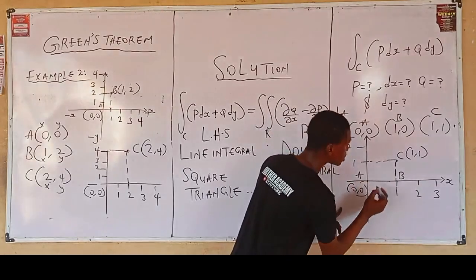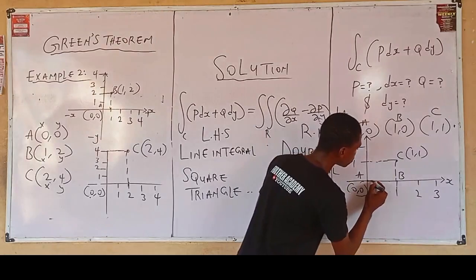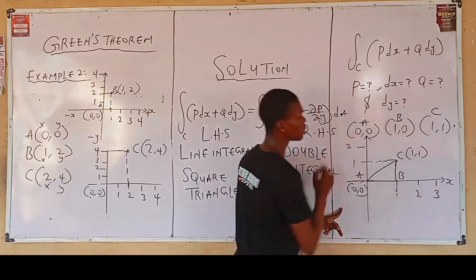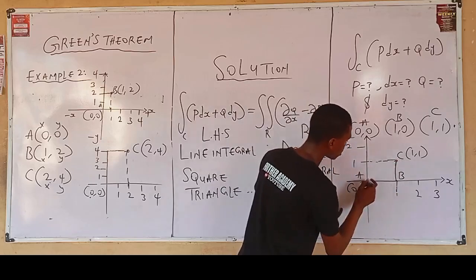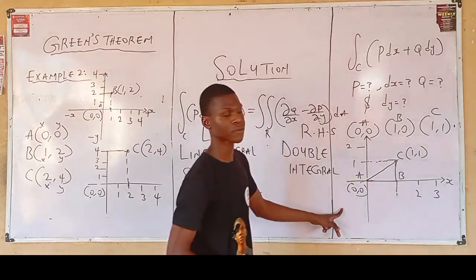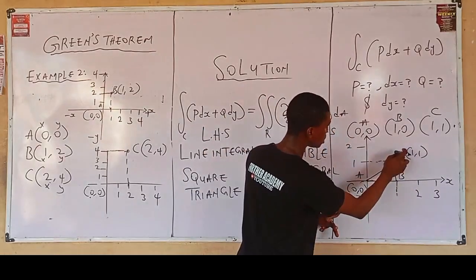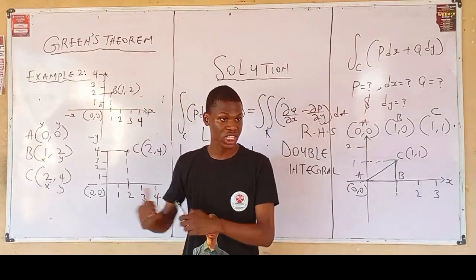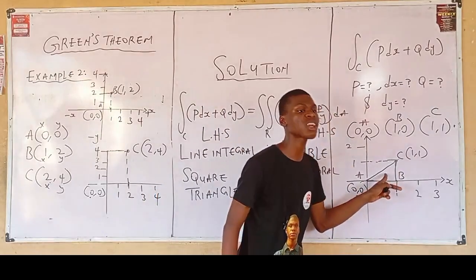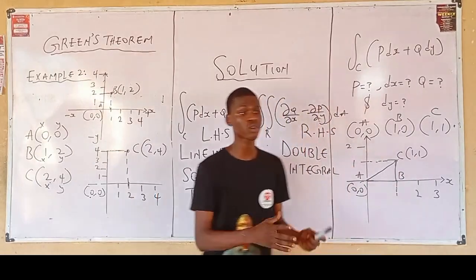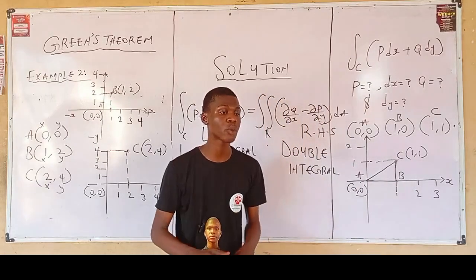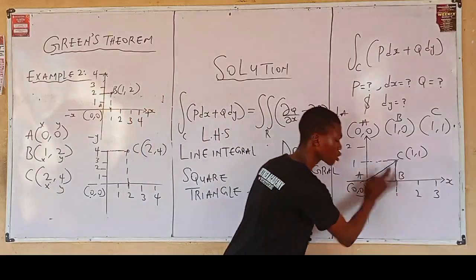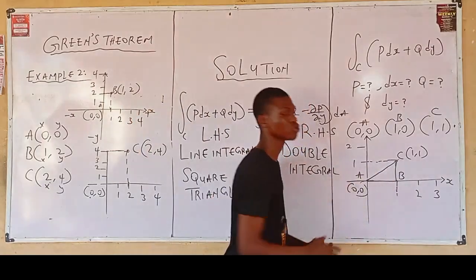Meaning from here, let's move in this direction. The first one is AB, BC, then CA. Meaning from that question given, this is my curve. And you can relate this to Green's theorem, because when we stated Green's theorem, we made mention of a closed curve. So for this particular question, this is the closed curve.